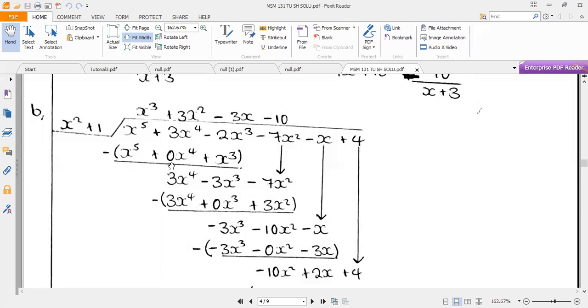This part means it is 0x to the 4, because 0x to the 4 is simply nothing. For the sake of subtracting, because we can't subtract 3x to the 4 minus x to the 3, we introduce a 0x to the 4. So we're going to have x to the 5 minus x to the 5, which is 0. Then 3x to the 4 minus 0x to the 4 will give us 3x to the 4. Then negative 2x to the 3 minus x to the 3 will give us negative 3x to the 3.